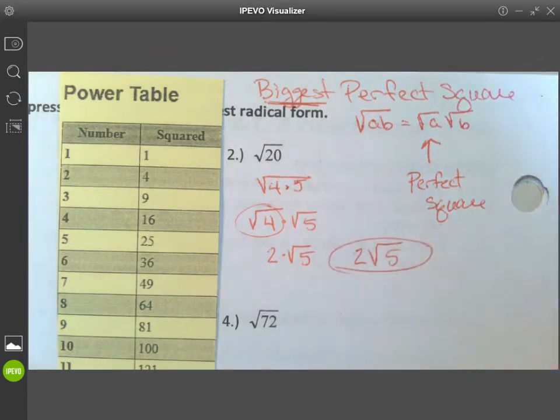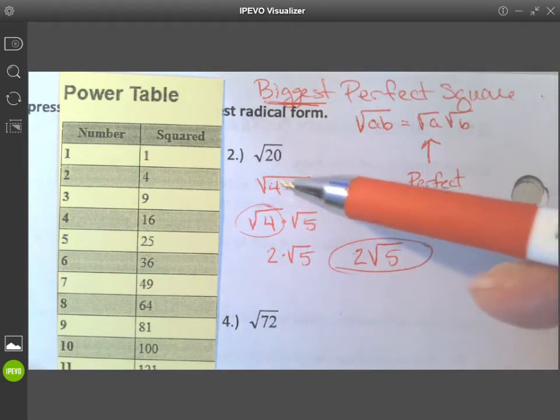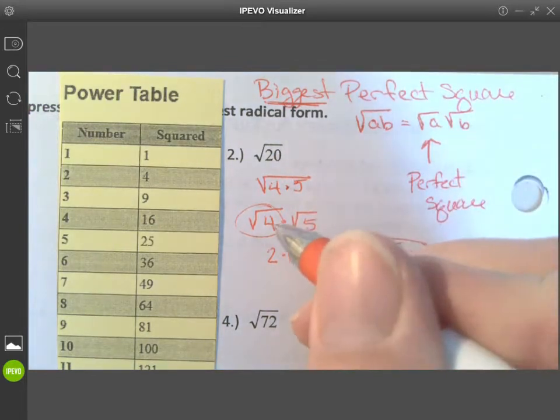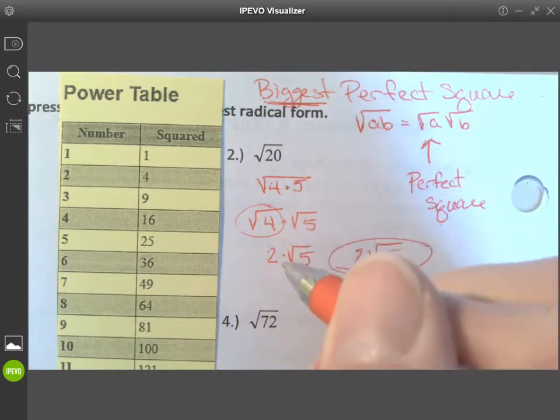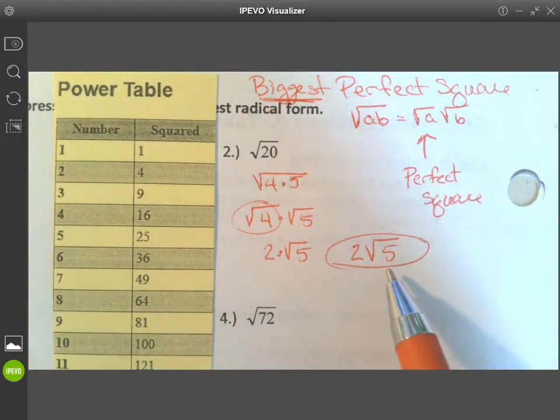Now, I wouldn't show all this work. I wouldn't show this step, and I wouldn't show this step. But I want to make it clear that I'm multiplying these numbers to get 20, and due to this rule, I can break them down. The square root of 4 is 2. And then you read this as 2 square roots of 5, or 2 times the square root of 5. 2 square roots of 5 is understood.